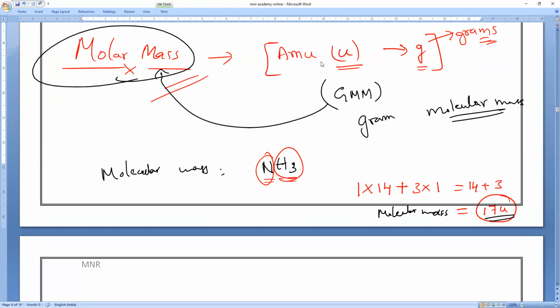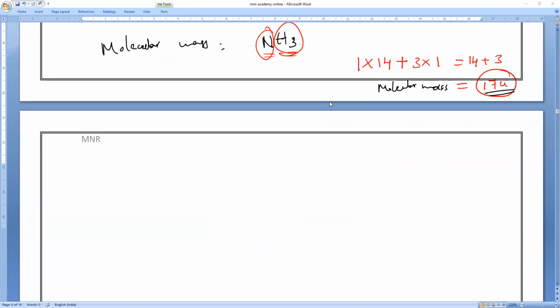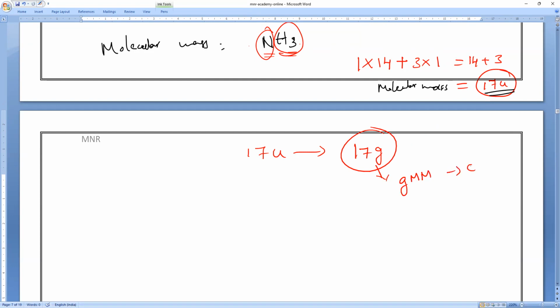Sir, one doubt. Molecular mass is actually known as RAM only, no, sir? Yes, that is atomic mass, and if it is a molecule, it is molecular mass. So now this molecular mass in AMU, I am replacing with grams. That is 17 grams. Over. Are you clear? So 17 grams is the gram molecular mass of ammonia. That's all. Any doubt, anybody can ask. So just U is turned into grams.